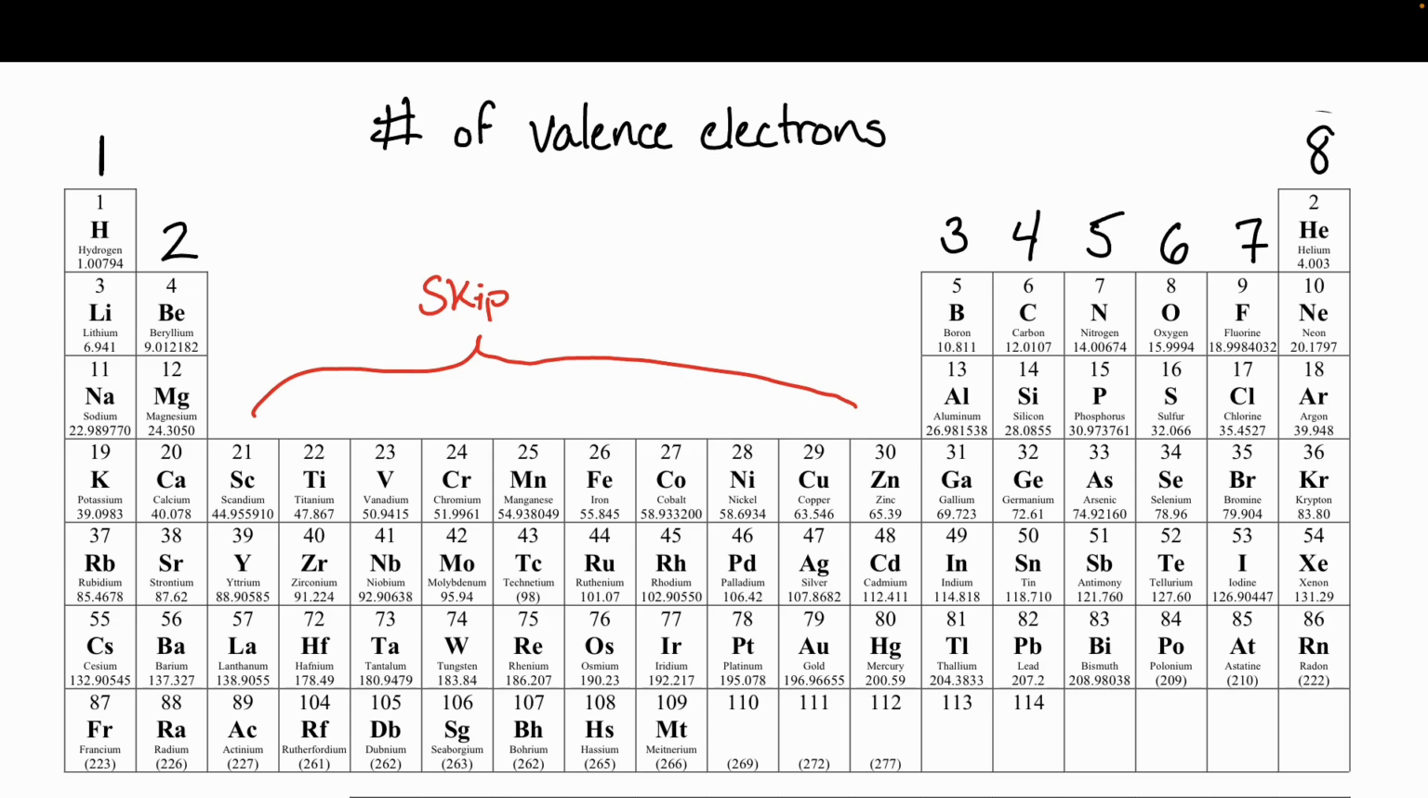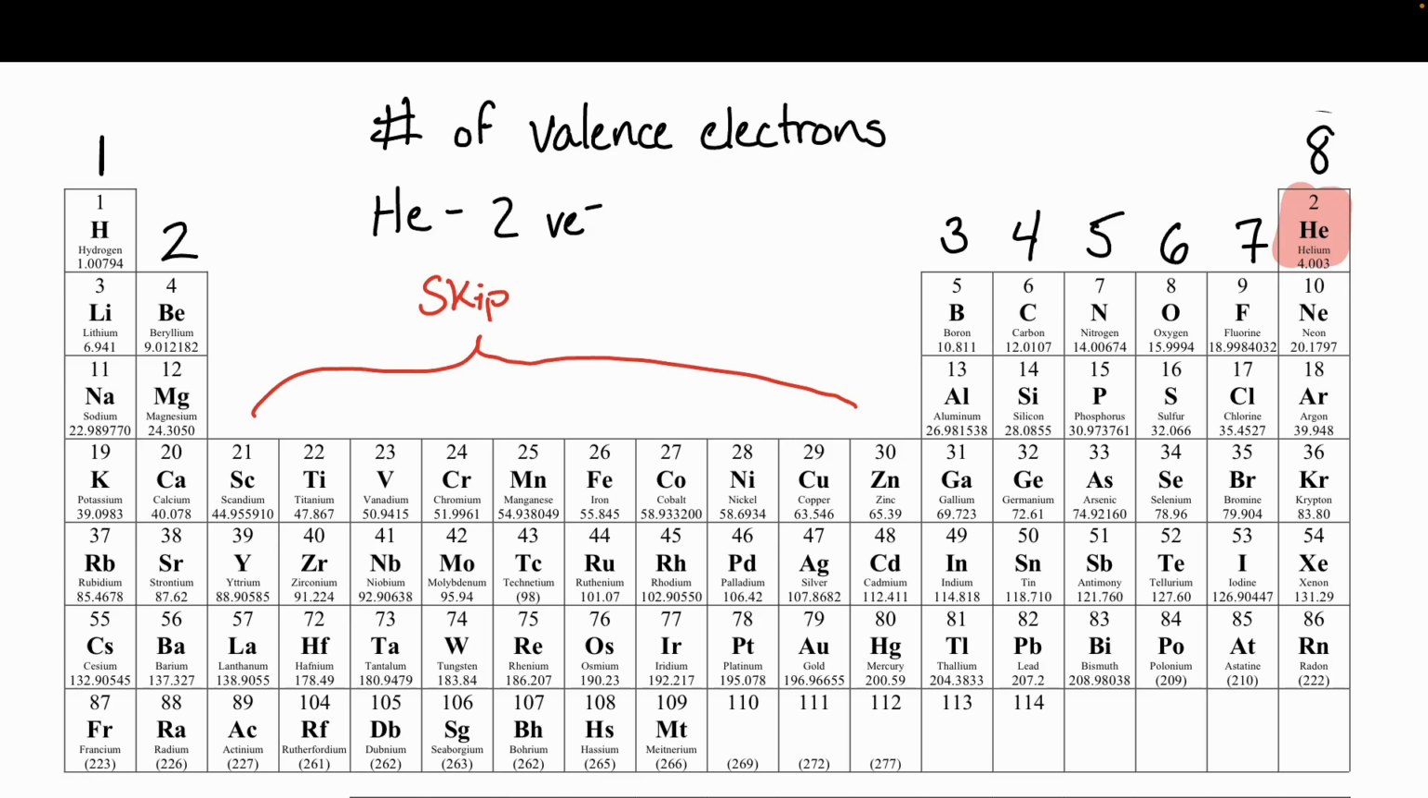Okay? There is one important exception to this rule, and that is helium. Helium we put over there in that column, that noble gas column, because it behaves like a noble gas. It doesn't form bonds with any other atoms. It's a gas. However, helium is teeny tiny. It's only got 2 protons. So helium, the exception is that helium only has 2 valence electrons.